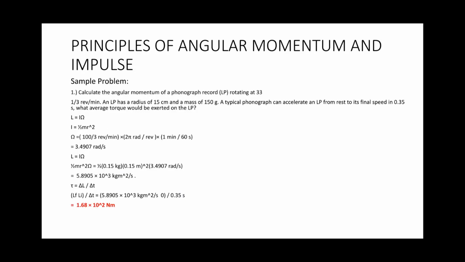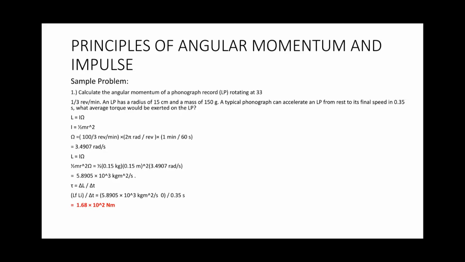Okay, let's have an example for this topic. Calculate the angular momentum of a phonograph record LP rotating at 33 1/3 revolutions per minute. An LP has a radius of 15 cm and a mass of 150 grams. A typical phonograph can accelerate an LP from rest to its final speed in 0.35 seconds. What average torque would be exerted on the LP?